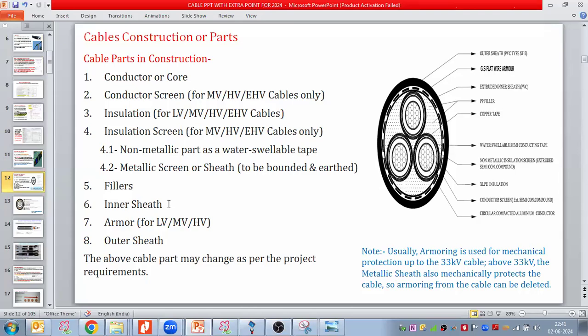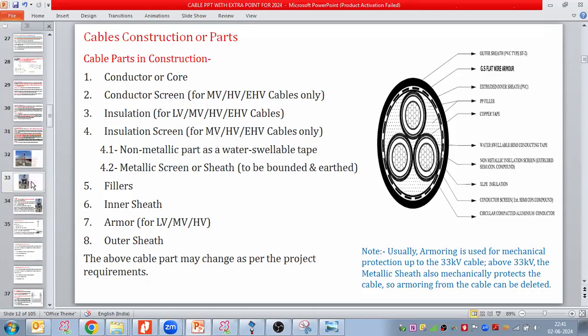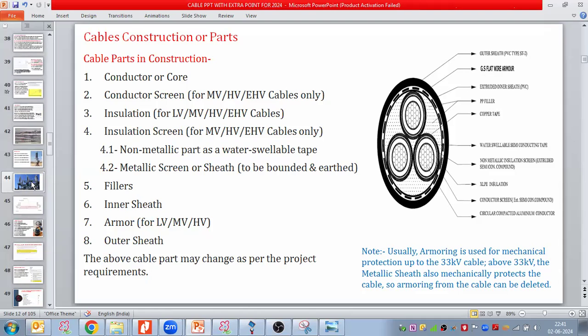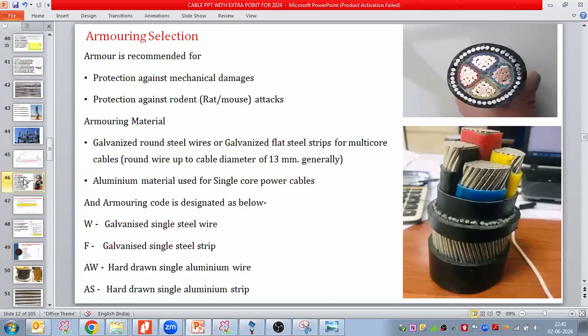Then over the inner sheath, for the low voltage, medium voltage, and high voltage power cables, we can take the armor. So this armoring, or the use or type of the armoring, is similar to the metallic screen or sheathing. It is like providing mechanical protection as well.